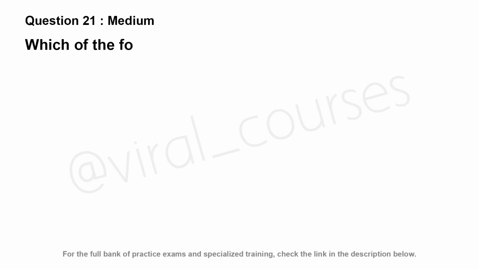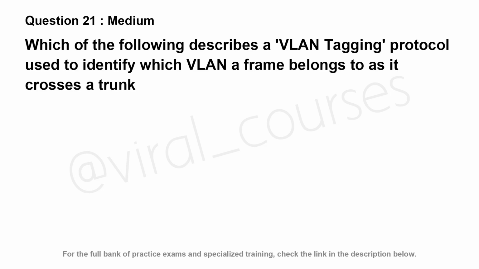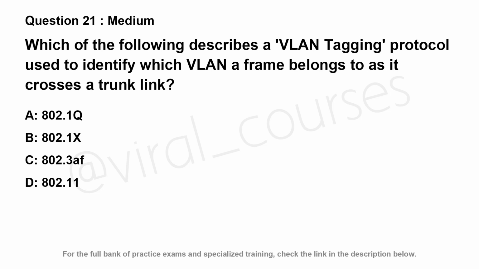Which of the following describes a VLAN tagging protocol used to identify which VLAN a frame belongs to as it crosses a trunk link? Option A, 802.1Q. Option B, 802.1X. Option C, 802.3af. Option D, 802.11.